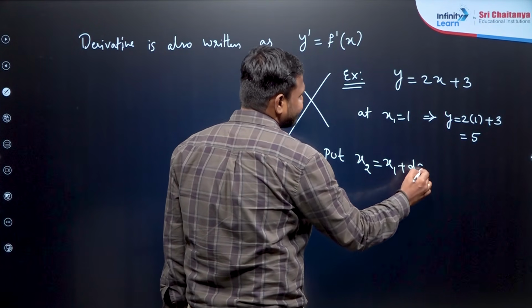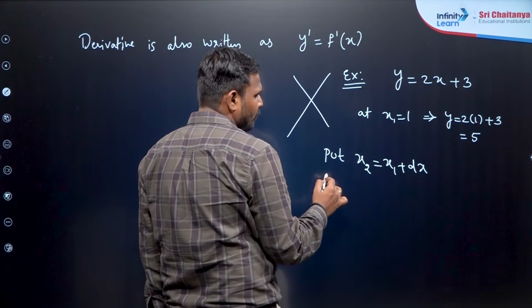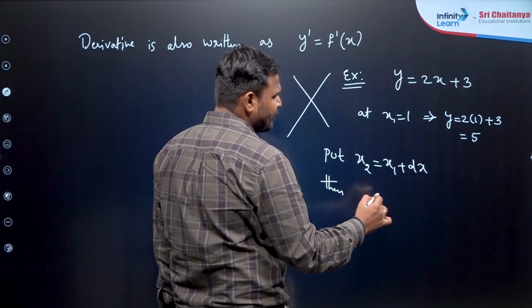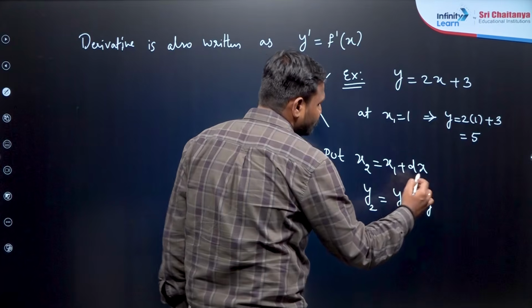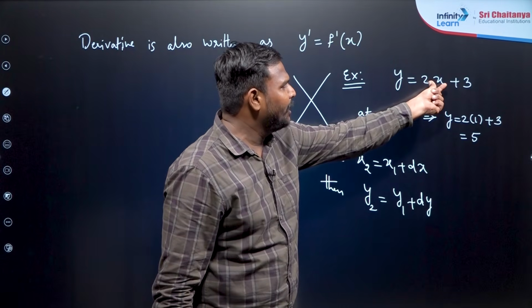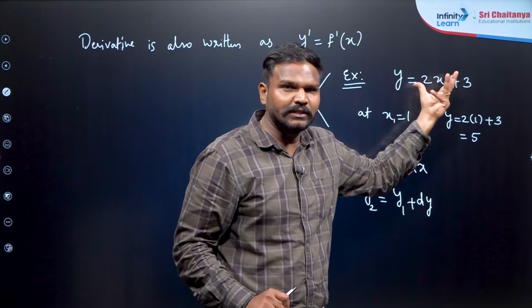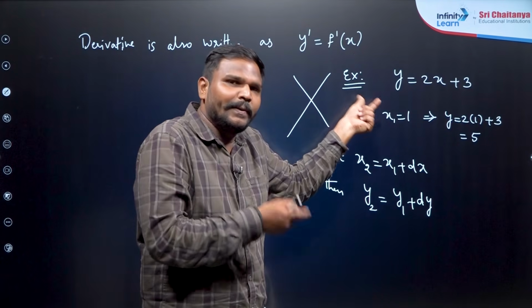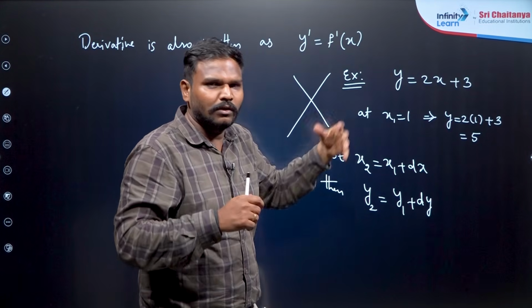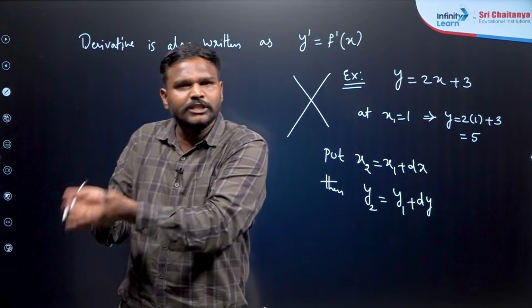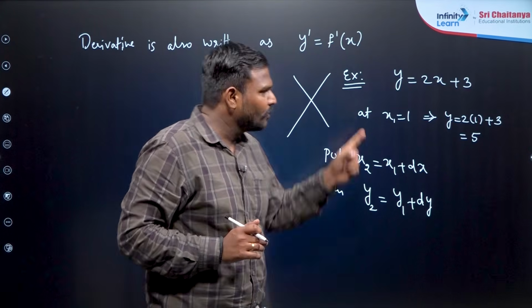x1 plus dx, and if you are changing the independent variable, then the dependent variable also will change. It will also become y1 plus dy. Why? Because if you change the independent variable by the smallest element, then whatever the change in the function, that is the smallest change for the dependent variable, correct? So y will become y1 plus dy. So let us substitute, sir.